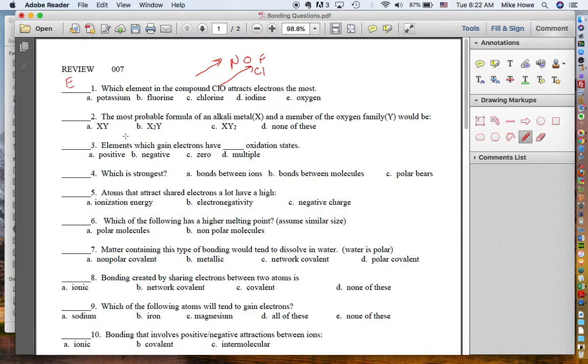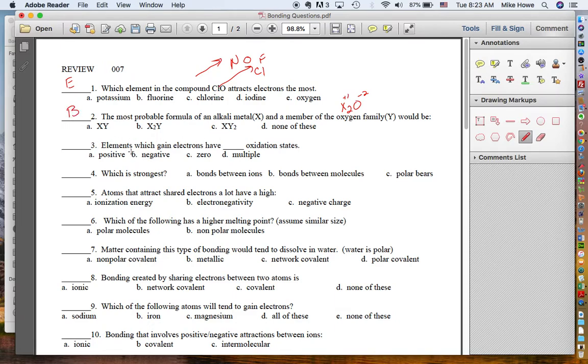The most probable formula of an alkaline metal, remember alkaline metals, that's the first column, and they have one electron in their outer shell, so it'd be a +1 charge. Oxygen has a -2 because it's got 6 electrons in its outer shell, so it'd be X2O, or X2Y, so that'd be B.